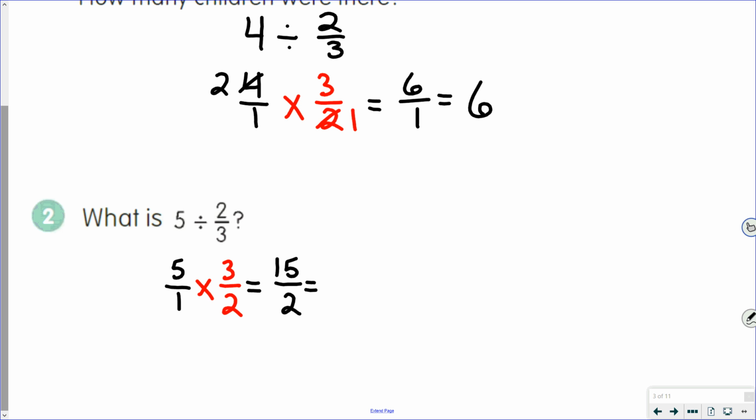When we don't leave our answers as improper fractions, we will convert those into mixed numbers. 2 goes into 15 7 times. 7 times 2 is 14. 15 minus 14 is 1. So we would get 7 1/2.